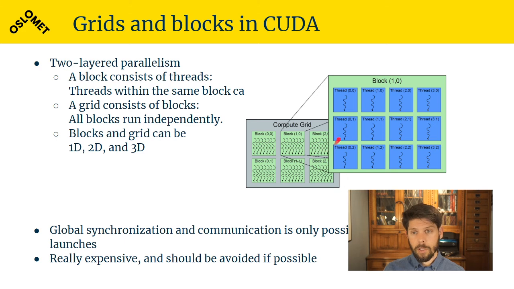Okay, these threads shown here are in 2 dimensions, but they can be 1 dimension, 2 dimensions, or 3 dimensions. Okay, so communication within a block, that's okay. Communication between blocks, that's not possible. The only way to do that is to run a whole kernel on your whole data set and say that once everyone's finished, we can synchronize and collaborate that way. So that's really expensive and you want to avoid it if you can.